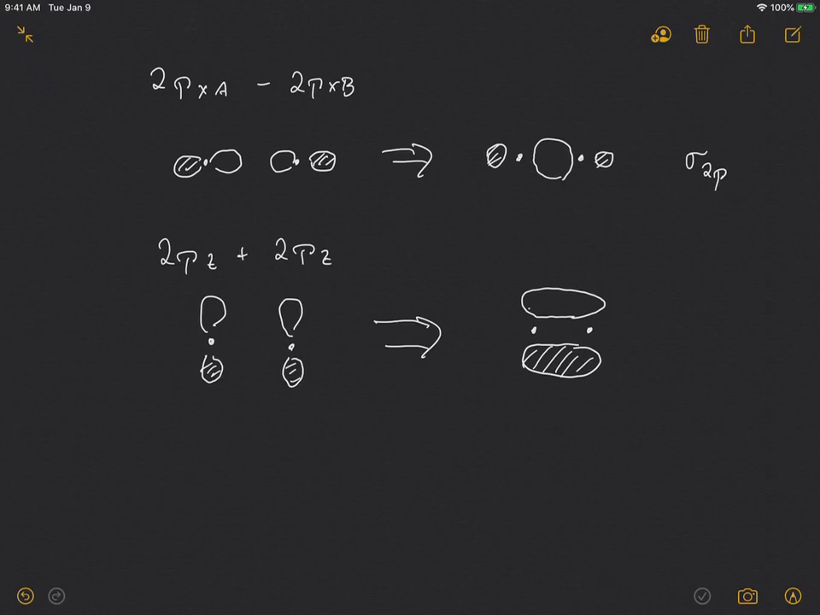However, there's still in this region here in between the two nuclei, a fair amount of electron density, and so we can think of those electrons as being shared between the two nuclei. This is a pi 2p orbital.